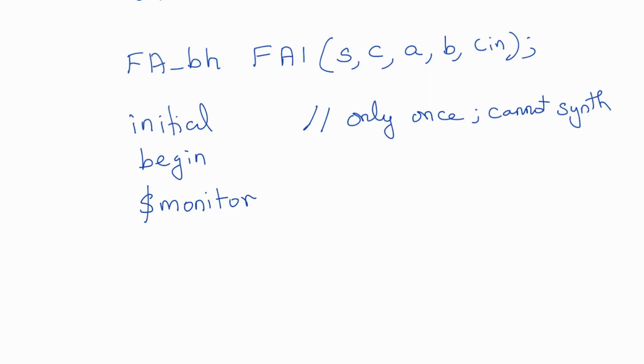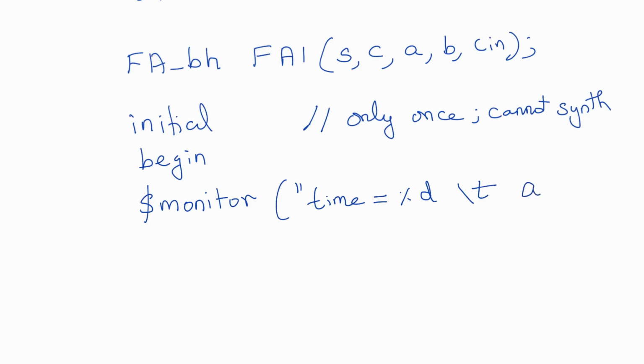The syntax is like this: $monitor, open brackets and quotes, and we want to print the simulation time. So we say time is equal to %d. The %d is where the actual value will be filled in, so the output will be time is equal to and the actual value. It's also good to give a tab, so an escape character and T, to give a certain space.